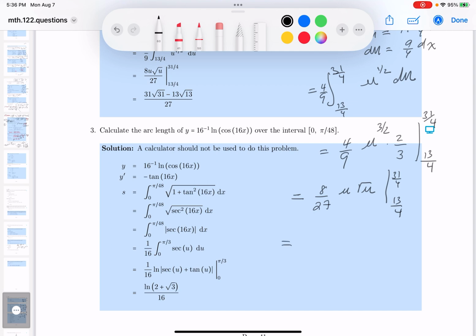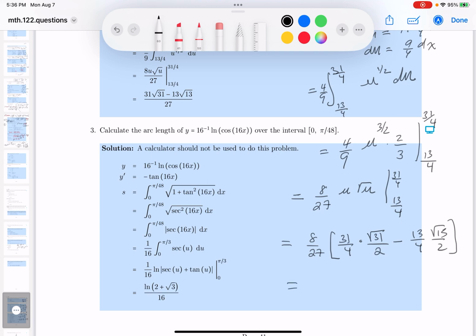All right, let's do it. You're going to get 8 over 27. The upper limit is going to be 31/4 times the root of 31, and the root of 4 is 2, minus 13/4, the root of 13 over 2.